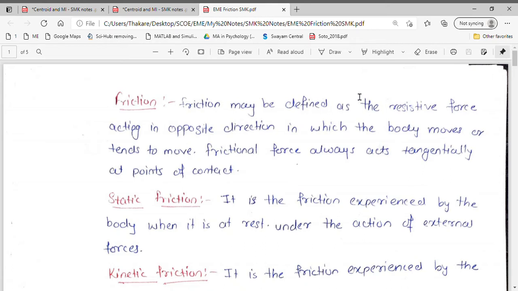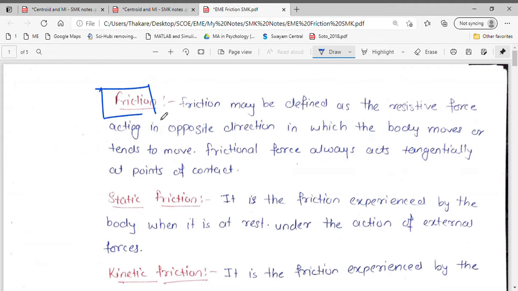Hello all, in this video we will be discussing friction. This is your unit 2, the second part of the second unit, which is friction. Friction is basically the resisting force which acts in the opposite direction of motion. If the body is moving towards the right, the frictional force will act towards the left. So it is a resisting force.